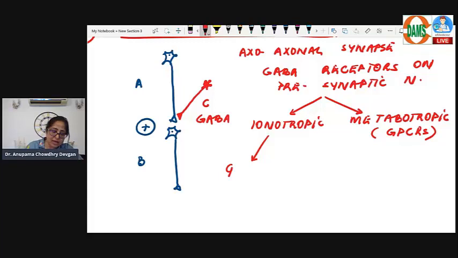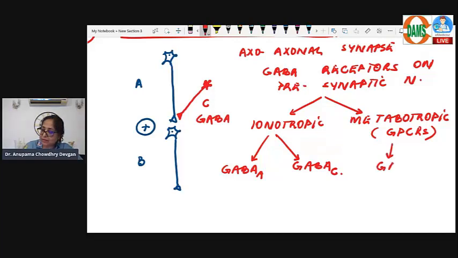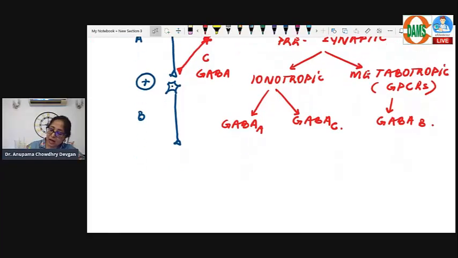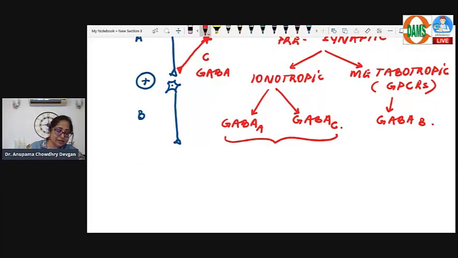Ionotropic receptors are GABA A and GABA C. Metabotropic receptors are GABA B. Right? So these are the three types of receptors: GABA A, GABA C, and GABA B. Ionotropic means they cause the opening of ion channels. Metabotropic, G protein coupled receptors.